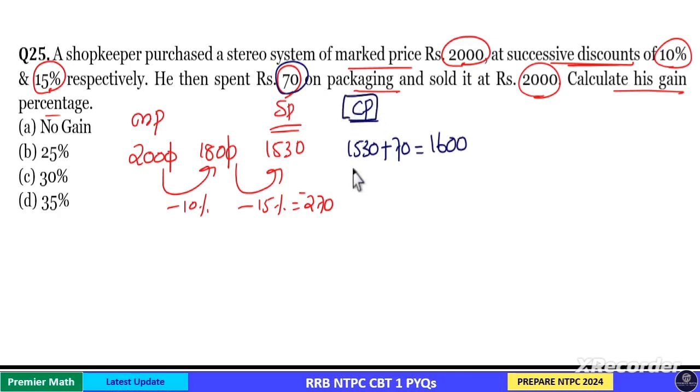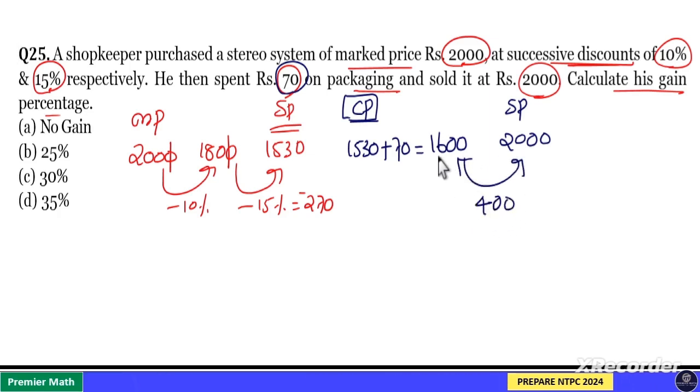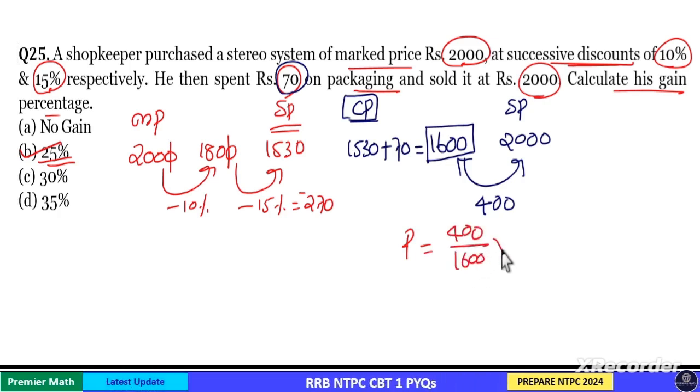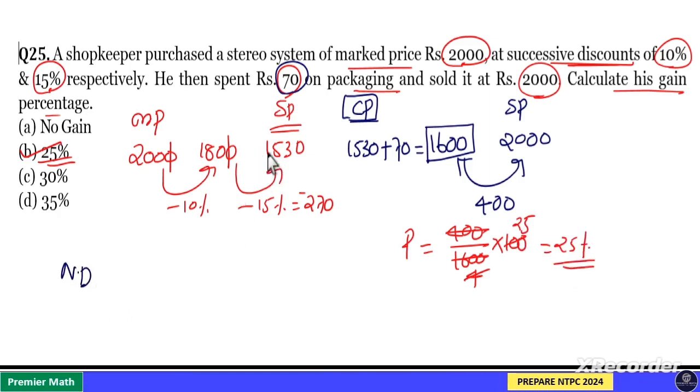So his cost price is 1600, but he sold it at 2000 rupees. So his gain is equal to 400 rupees out of this 1600 rupees. So he got 400 from the 1600, which is 1/4 of the cost price. So his profit is 25%. That is, profit here is equal to 400 out of 1600 into 100. 400 goes 4 times in 1600. 4 goes 25 times in 100. So 25%.